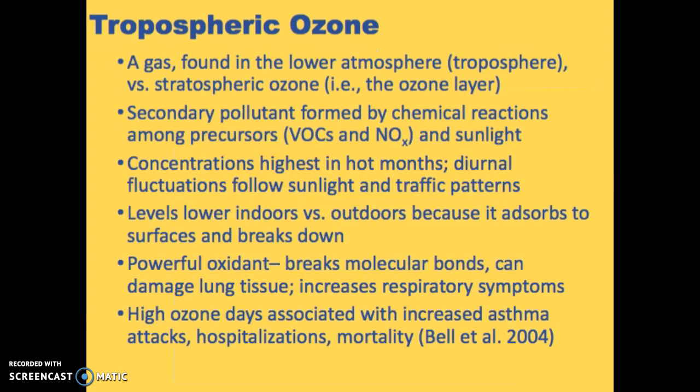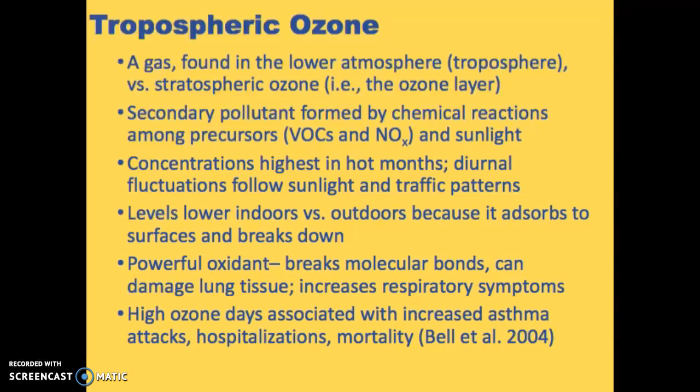So a bit more about the tropospheric ozone. It is a gas that's found in the lower atmosphere. That's the troposphere. That's the air that we're breathing. If it's found in the stratosphere, which is several kilometers above us, this is the good ozone. This is the ozone layer that protects us from the sun's ultraviolet rays and prevents cancer. But the tropospheric ozone is a secondary pollutant formed by chemical reactions of the precursors. Much like the other air pollutants, the concentrations can fluctuate in the hot and cold months.